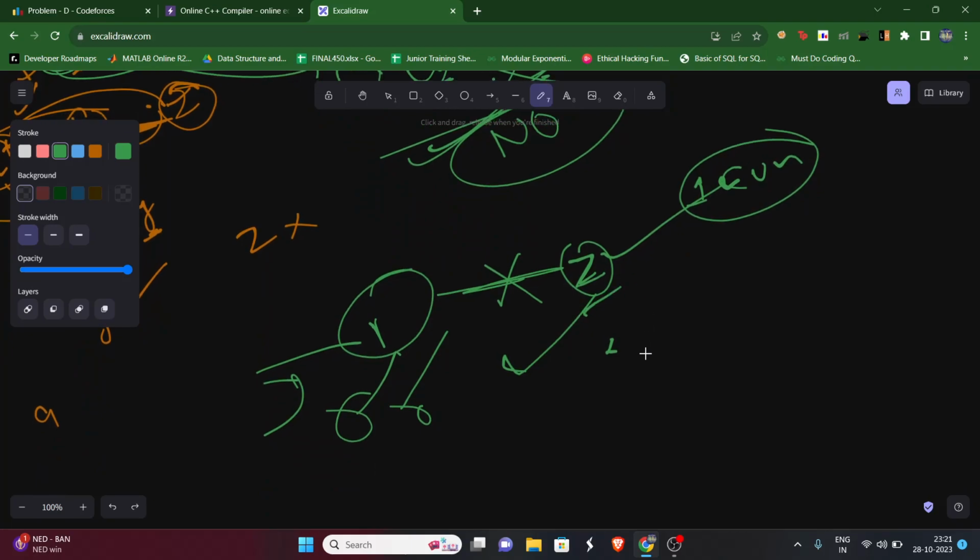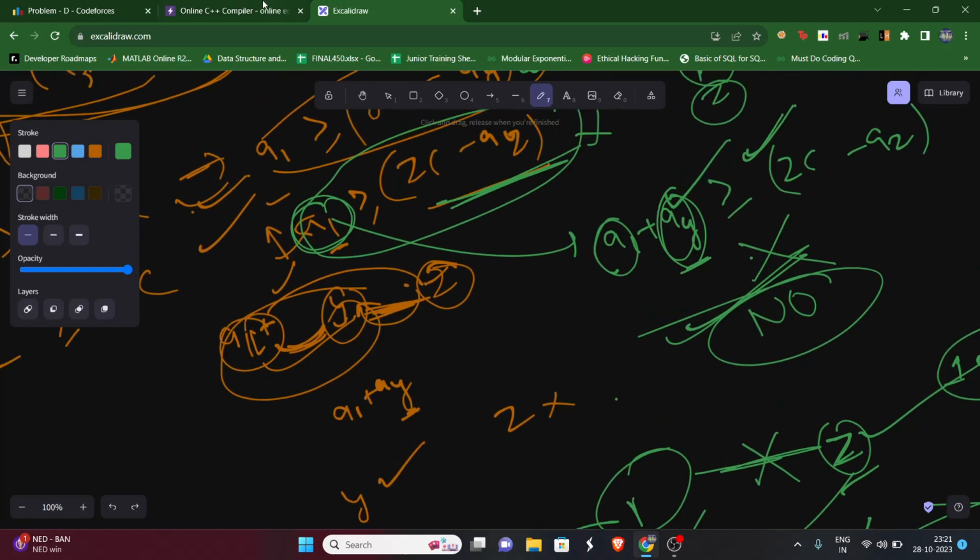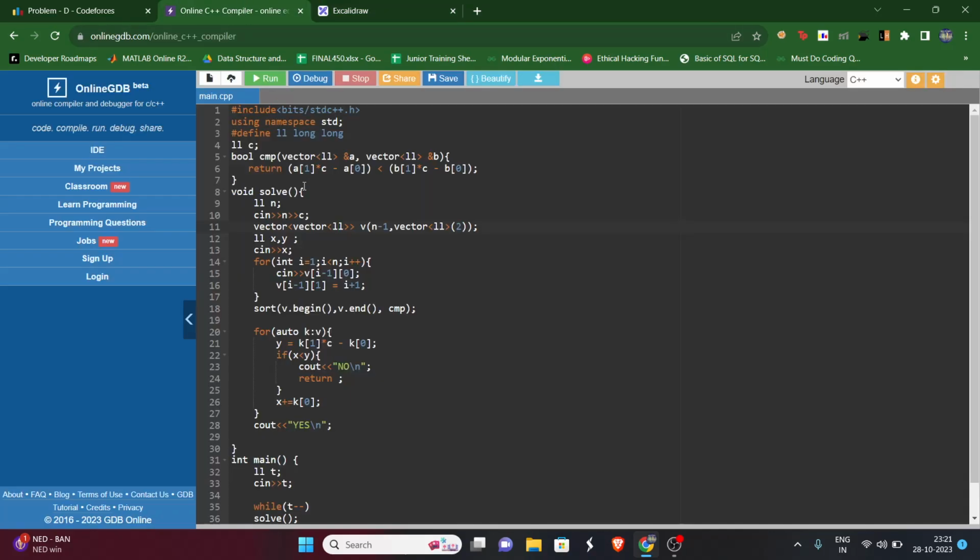Else if it's satisfying, then we can simply increase the population by whatever population we have in city Z. I hope the solution is clear to you. Let's move to the code.